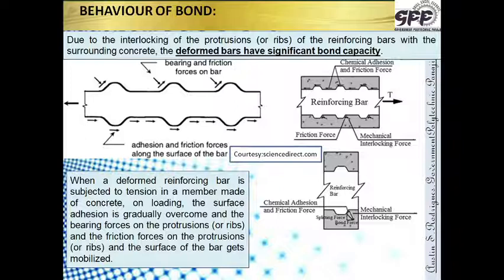Now when the deformed reinforcing bar, which is used as reinforcement in concrete, is subjected to tension on loading, obviously, as said earlier, the surface adhesion is gradually overcome. As I said earlier, even if there is a small slip, it fails. So surface adhesion is gradually overcome, and then what happens is the bearing forces on the protrusions or the ribs and the friction forces on the protrusions or ribs and the surface of the bar get mobilized.